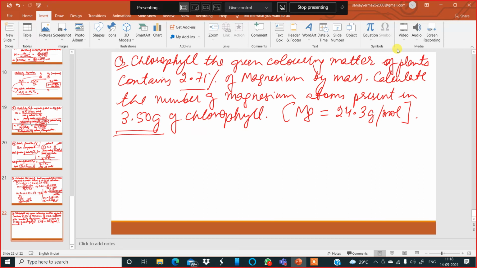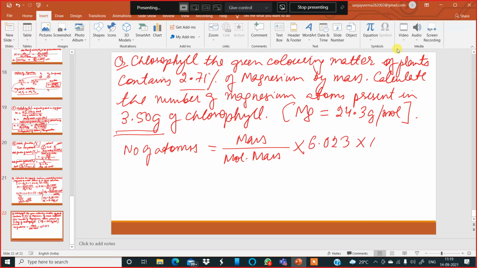I can give you a hint. How do you get the number of atoms of any substance? That is what they are asking us. The number of atoms of any substance is obtained by dividing mass by molecular mass, into the Avogadro number. I think you remember the Avogadro number, 6.023 into 10 to the power of 23. If you apply this formula, you should get the answer.